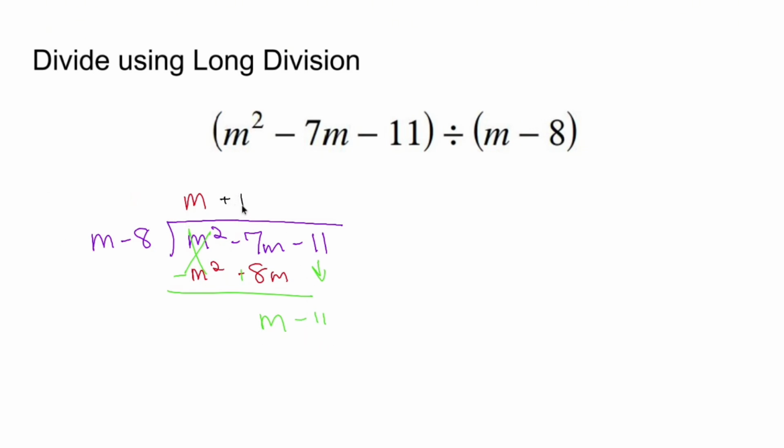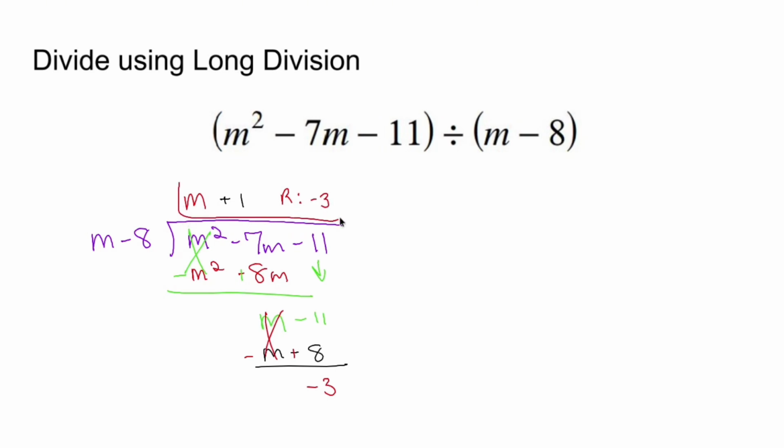And so I'm going to do the same thing that I did up here. 1 times m minus 8 is m minus 8. Subtract the entire row, which means flip the signs of everything, so minus and a plus. The m's go away, and you become negative 3. So this is going to be m plus 1 with a remainder of negative 3.